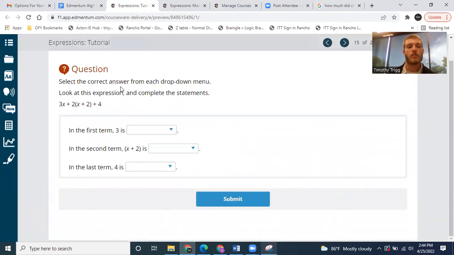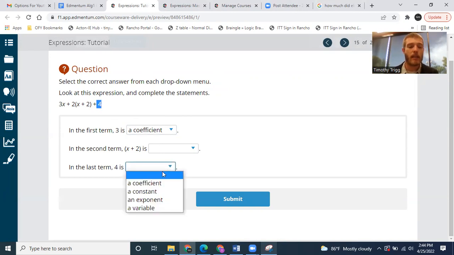Let's go ahead and look at this expression here. So we have 3x, that's our first term, plus 2 times (x plus 2), plus 4. Again, the 2 is right up against the parentheses. That means they're multiplied. So in the first term, this 3 is a coefficient, because it's right up against the x there. The 4, this term right here, that's a constant. It's just a plain number. That's a constant.